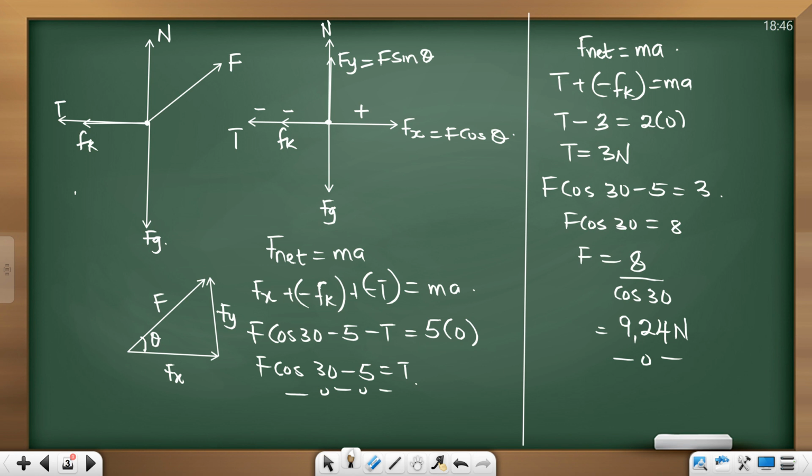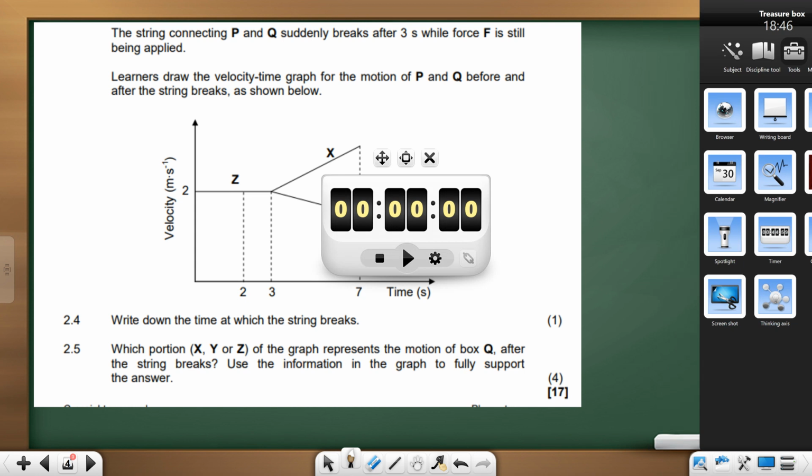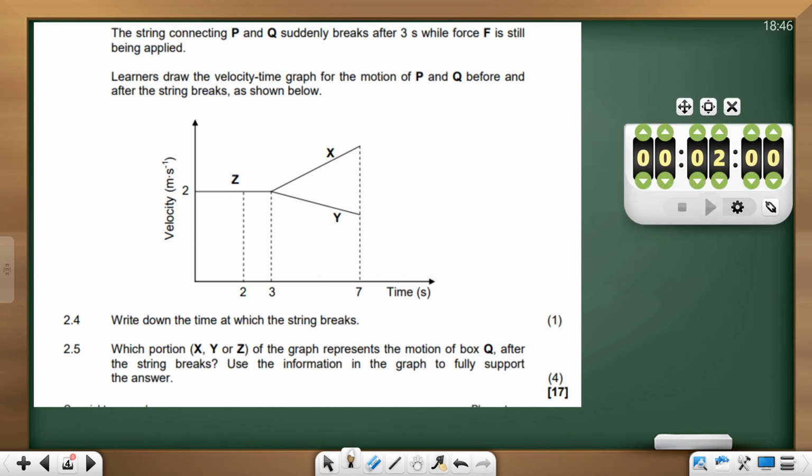Now, the next question has to do with application. I'll give you 3 minutes, or let's make it 4, because you have to read and apply. It's a continuation. Don't like the look of this. It's just a graph. Try.